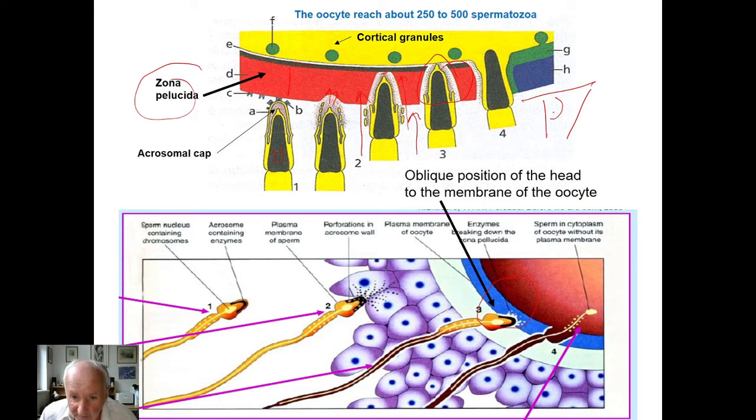You see here the zona pellucida. You see here follicular cells, the corona radiata, the first layer of follicular cells around the zona pellucida. So here this scheme already shows the fusion of these two membranes, and the whole contents of the sperm runs into the cytoplasm of the oocyte.